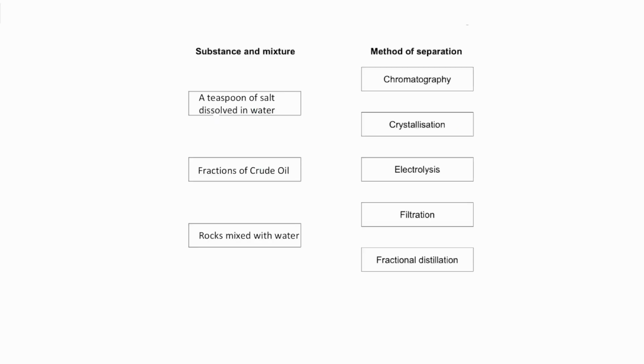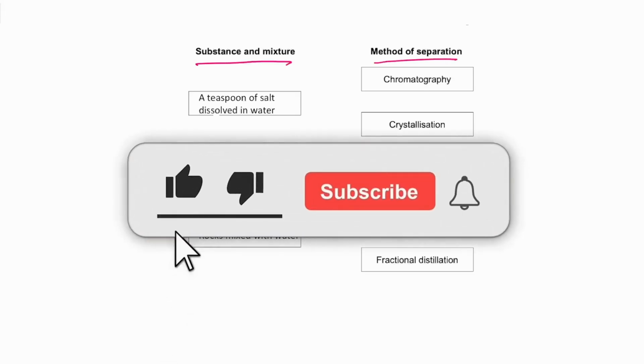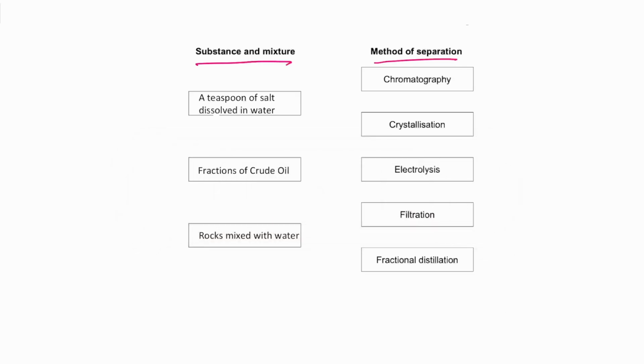So the first question in our paper 1 revision is all about mixtures, separating mixtures, and separating things which are chemically bonded and identifying which one's which and how to separate them. On the right hand side we've got a few different methods of separation. On the left hand side we've got the substance and the mixture, and we're going to try and match each one to the way you'd separate it. The first substance is a teaspoon of salt dissolved in water. You might be able to know the answer straight away, but I'll go through each one just in case.